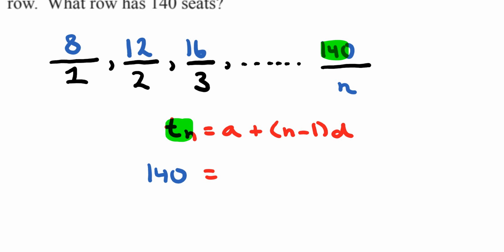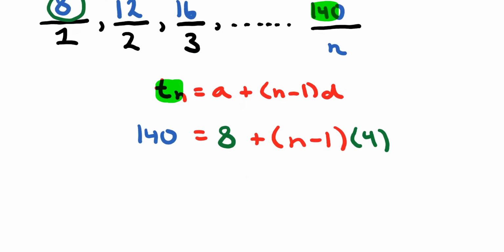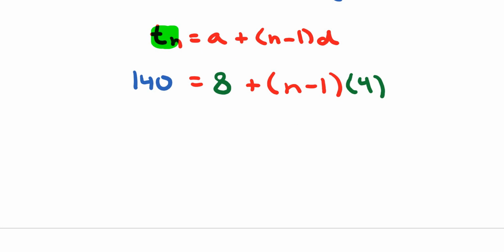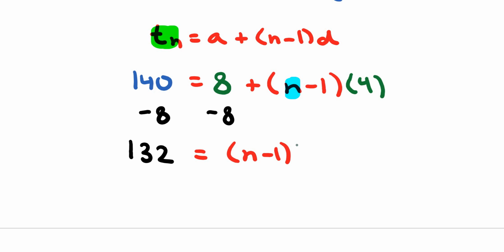Equals a, which is my first term. And my first term is going to be 8. So 8 plus, now I don't know what term number that is, so n minus 1. And my common difference is just plus 4, right? We're going up by 4 each time. Okay, and then just like the previous problem, we're just solving for the n variable here, so I can subtract 8 from both sides. So 140 minus 8 is going to be 132, and that's going to equal n minus 1 times 4.